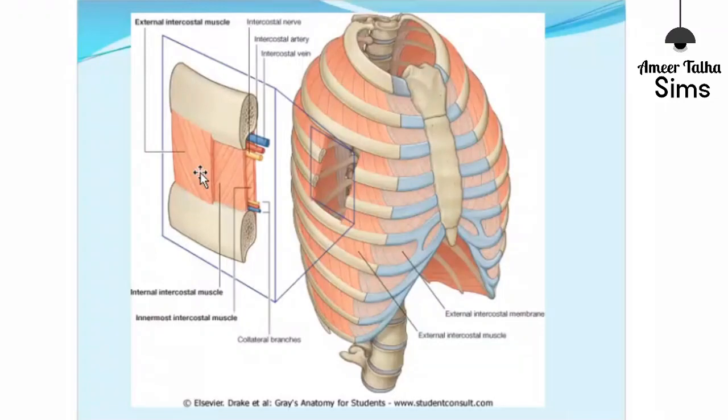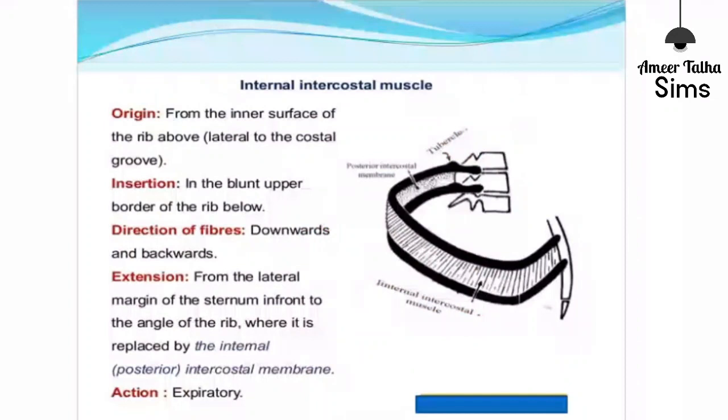And what is the extent of the internal intercostal muscle? It extends from the lateral margin of the sternum to the angle of the rib at this level. And after the angle of the rib, it is replaced by the internal and posterior intercostal membrane. This one. This is the posterior intercostal membrane, which is present posteriorly, while the anterior intercostal membrane and external intercostal membrane are present anteriorly, and they help in expiration.